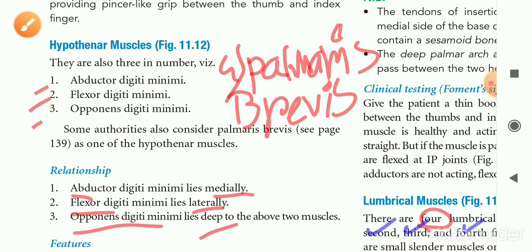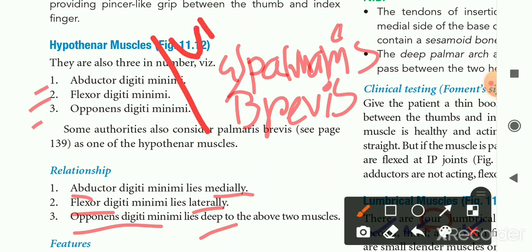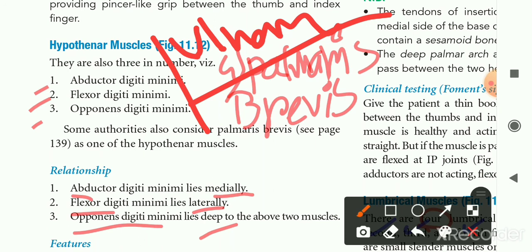Now you should know the nerve supply of these hypothenar muscles. The hypothenar muscles are supplied by the ulnar nerve. So all these muscles will be supplied by the ulnar nerve. And another name of the ulnar nerve is the musician nerve. Why is it called the musician nerve?